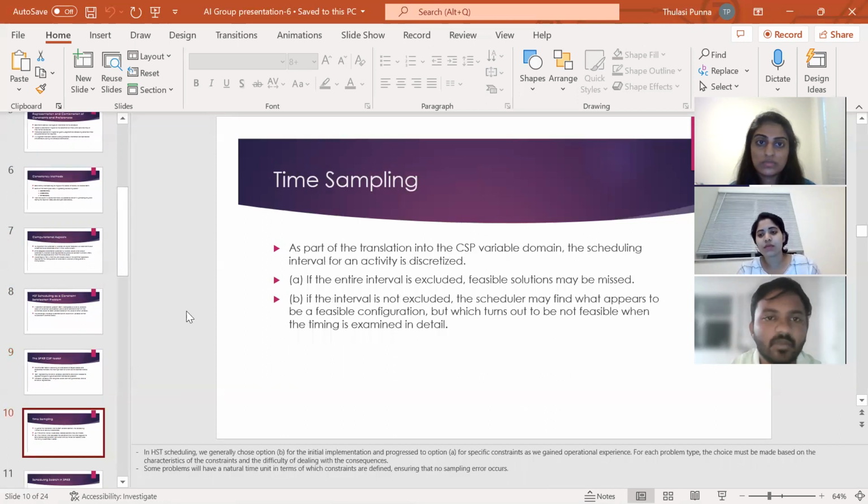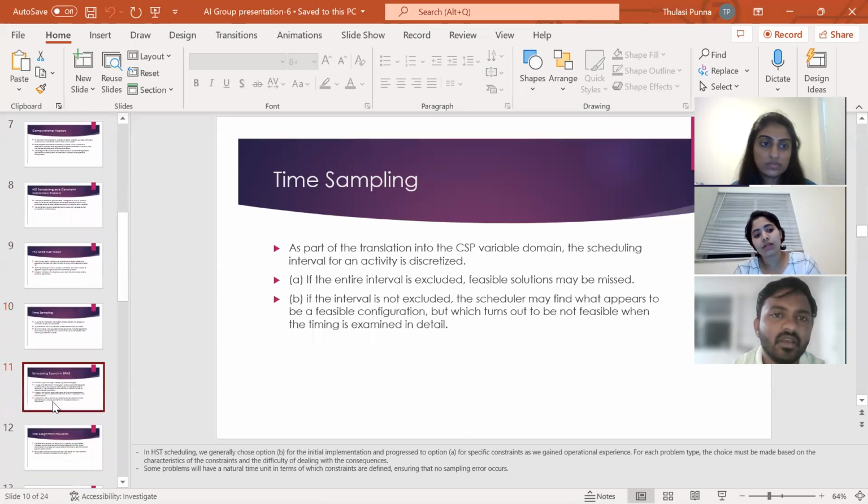The next one is time sampling. In HST scheduling, we generally choose between two options: the initial implementation, a progression to option two, and the second one is specific constraints as we gained operational experience. Some problems will have a natural time unit in terms of which constraints are defined, ensuring that no sampling error occurs. As a part of this translation into a CSP variable domain, the scheduling interval for an activity is discretized. It can be divided into two parts. If the entire interval is excluded, a feasible solution may be missed. If the intervals are not excluded, then we may find what appears to be a feasible configuration, but which may turn out to be infeasible when time is examined in detail.